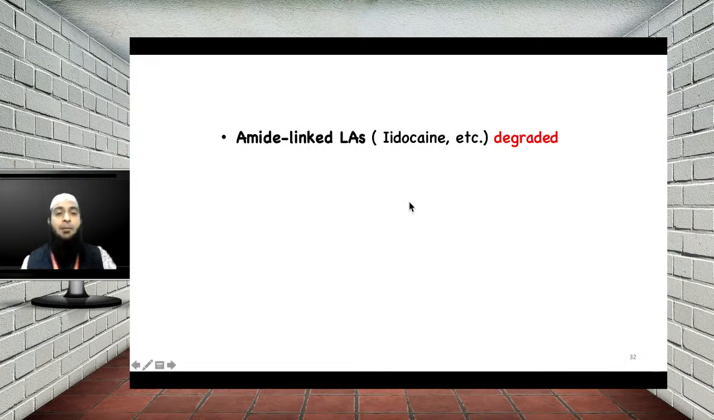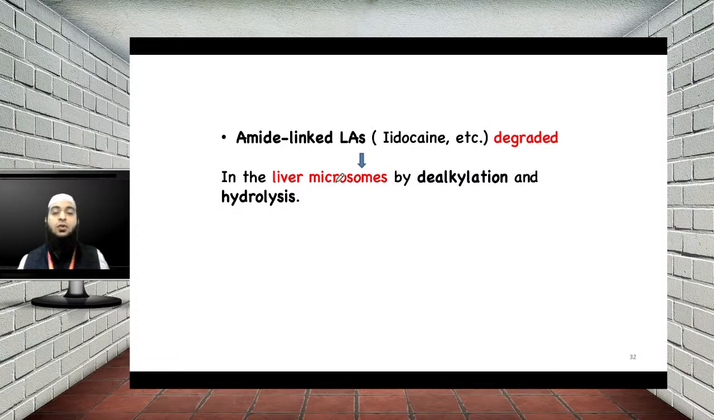Let's see about the amide-linked local anesthetics, how they undergo the process of metabolism. So amide local anesthetics like lidocaine are degraded especially in the liver microsomes by dealkylation and hydrolysis. So the metabolism of amide-linked local anesthetics occurs by the process of dealkylation and hydrolysis. So those who are preparing for the GPAT exam, this is a very important point about the metabolism of esters: pseudocholinesterase in the plasma and esterase in the liver.